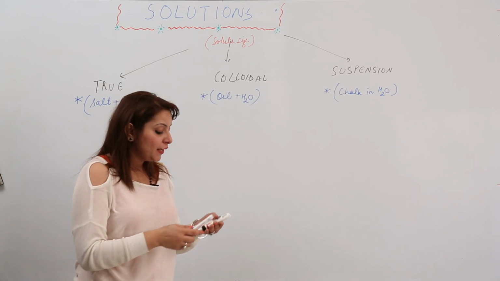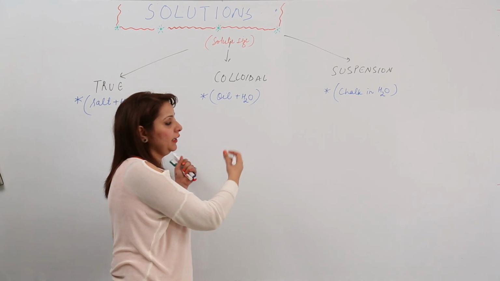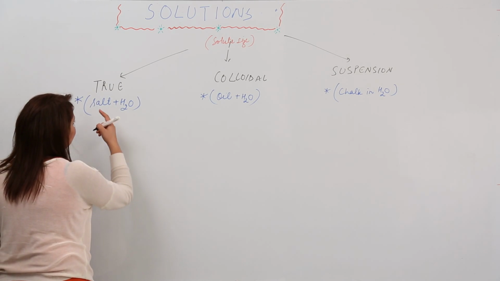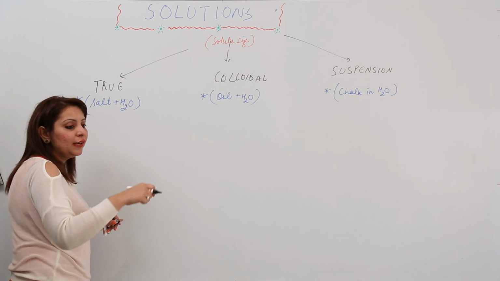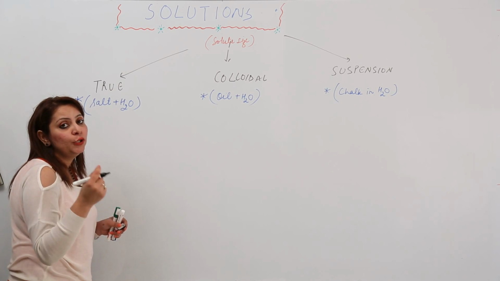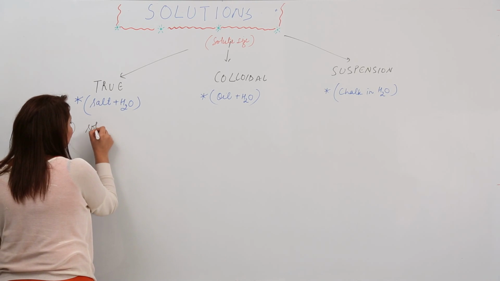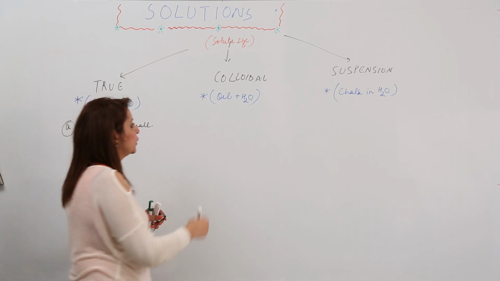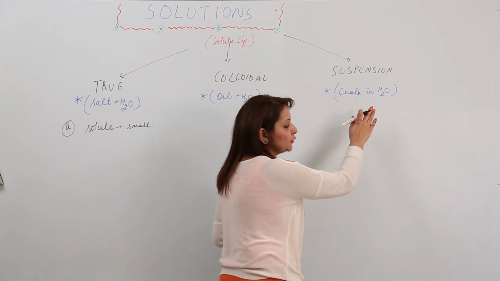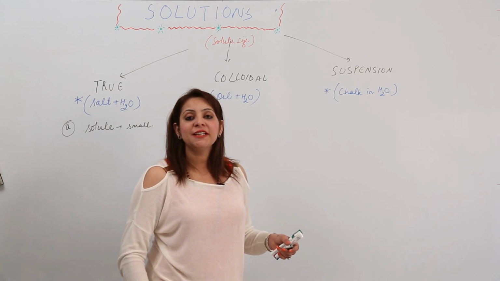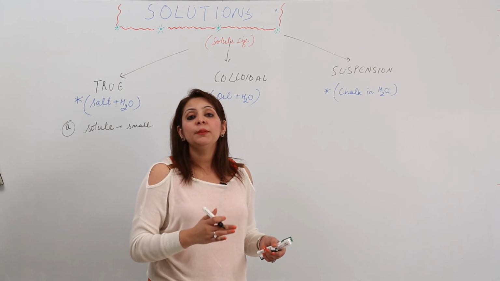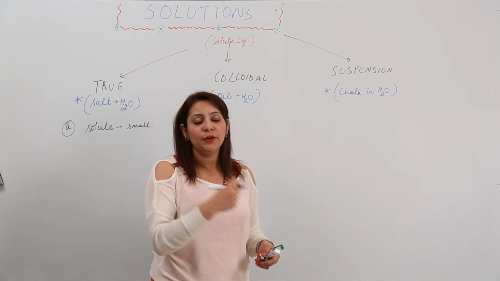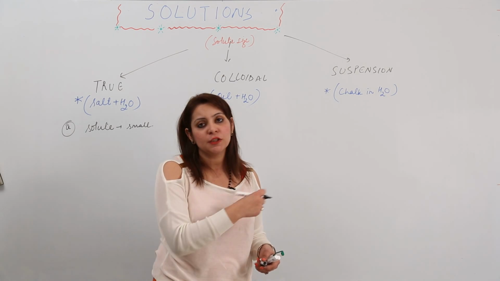Now we'll consider what actual differences they have among themselves. First is the true solution. You must be familiar with it. If you dissolve salt in water and stir it, you will get a homogeneous mixture. That means in a true solution, the solute particle is too small. Now, first we'll take up the suspension, because the colloidal solution has properties intermediate between the true solution and the suspension. So it will be easier to study the true solution and the suspension first, and then you can make out the moderate properties that lie between them.